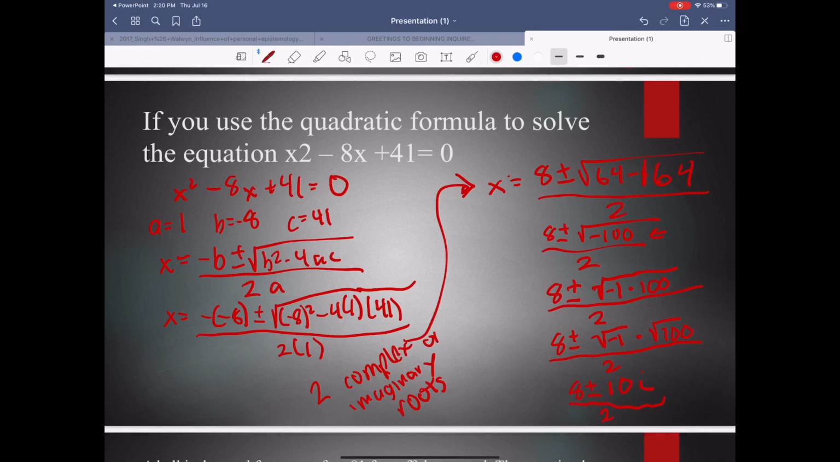Now you could keep on simplifying some more. Once you divide everything by 2, this gives you 4 plus or minus 5i as the answer. So again, the i comes from the square root of -1, and I got 10 from the square root of 100. And then 4 comes from 8 divided by 2, 5 from 10 divided by 2. That would be the answer.